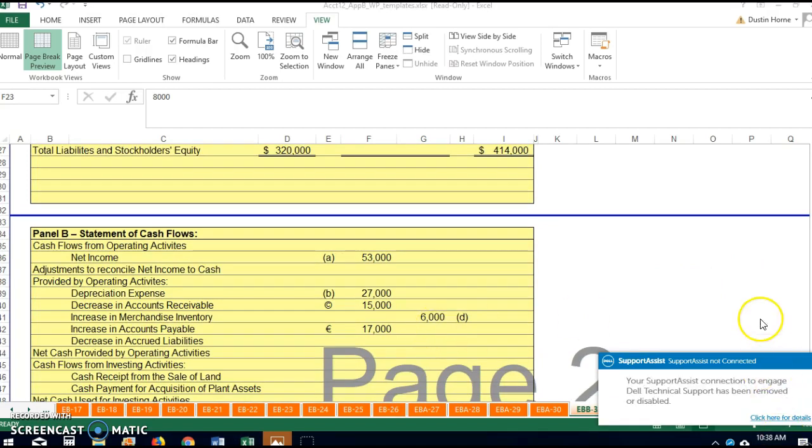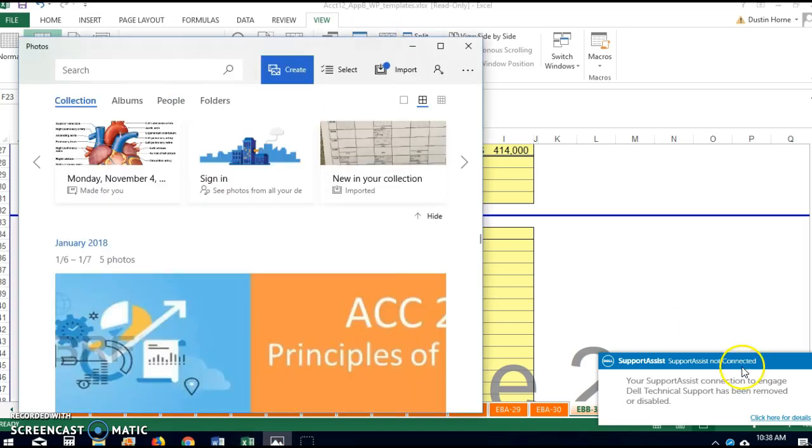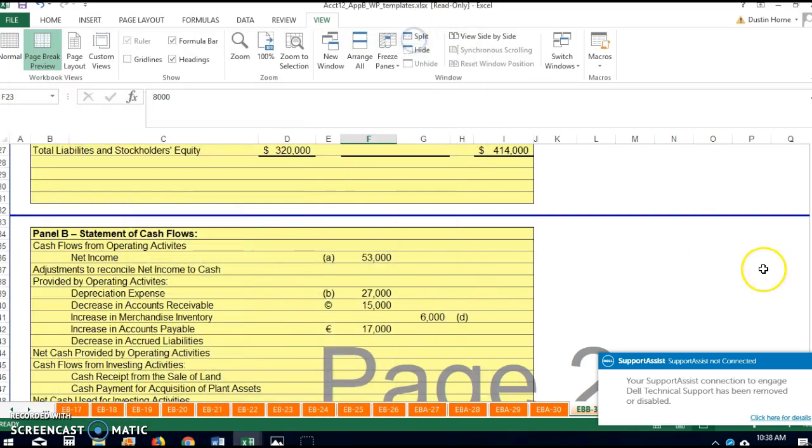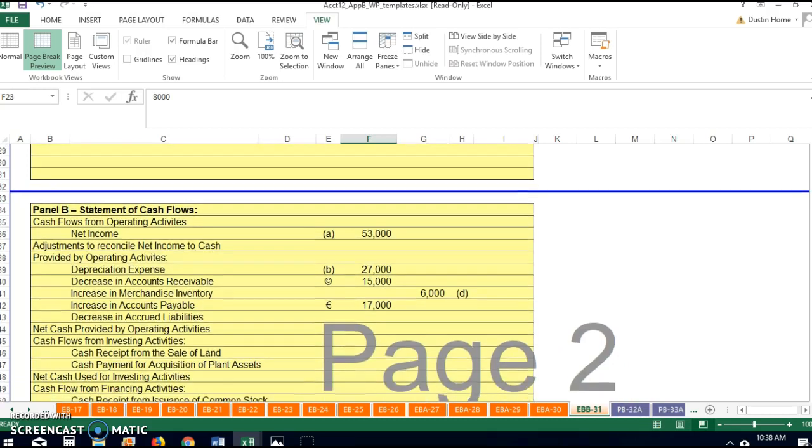I have no idea why all of this is popping up. But it is. So let's see if I can get it out of the way. We don't want to see that. Maybe if I can get this to move out of the way.